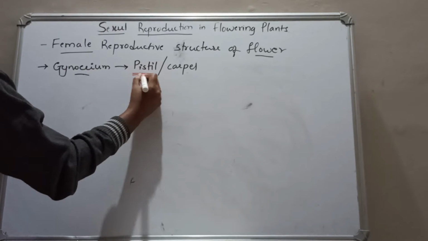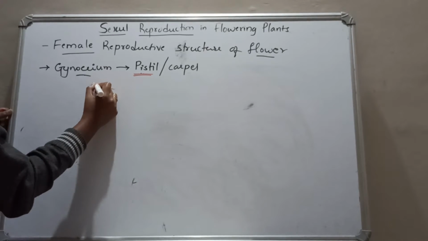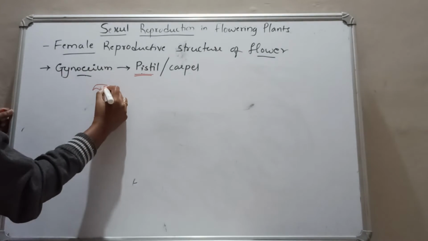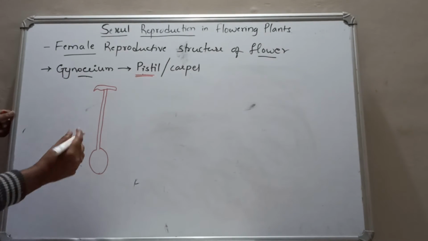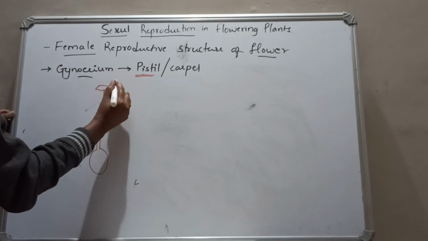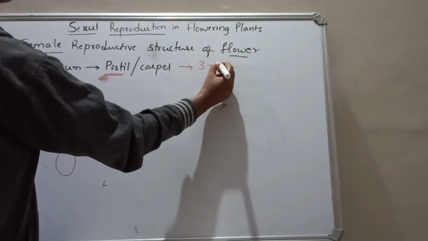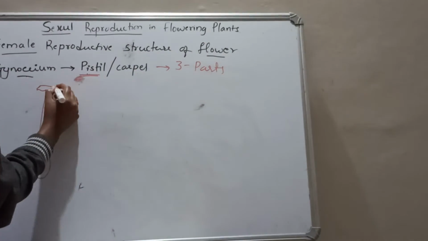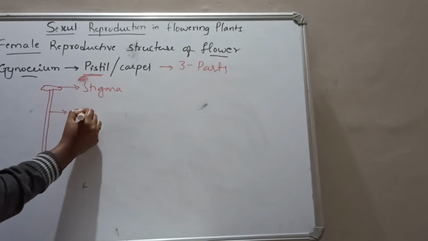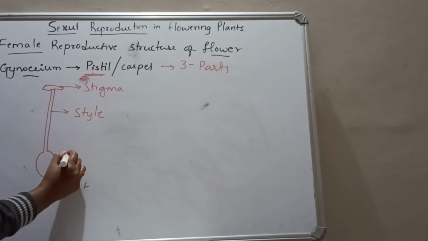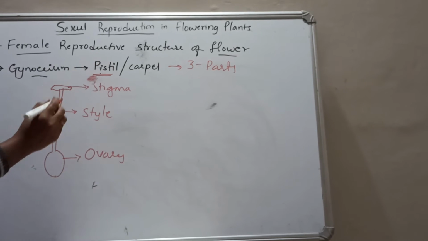Here the pistil is composed of, or it has, three parts. These are stigma, style and ovary. This is the pistil. The pistil has three parts, namely stigma, style and ovary. These are the three parts present in a pistil.